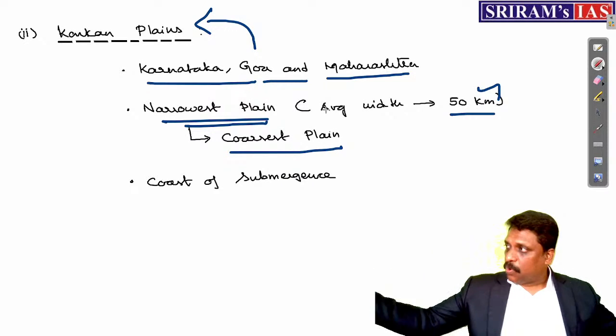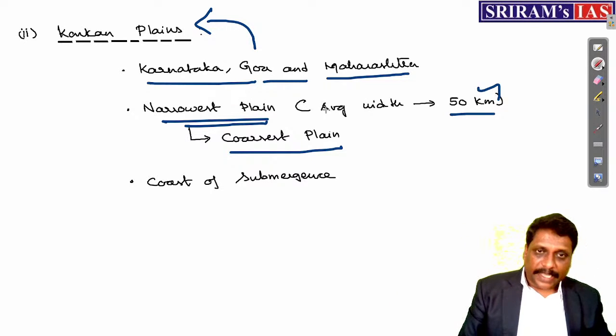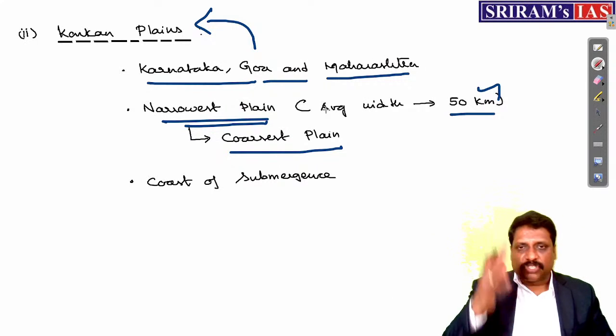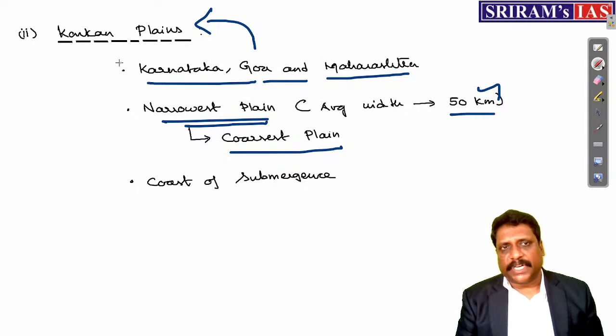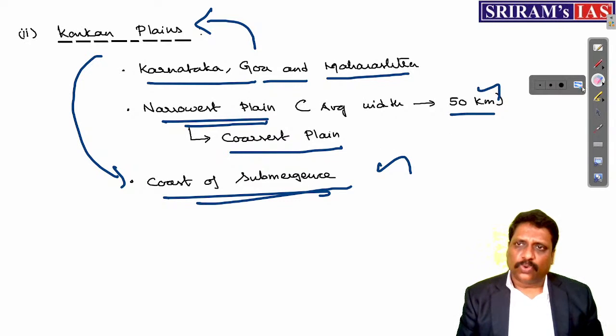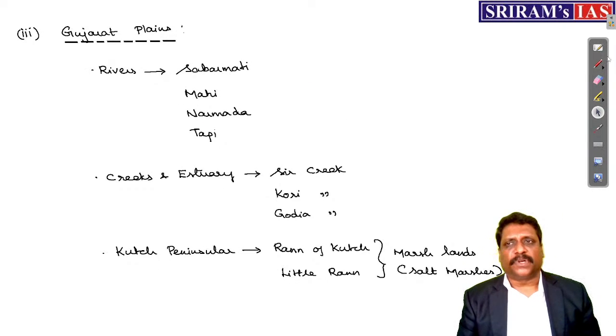The longer the river, the finer and cleaner the soil becomes. The shorter the length of the river, the coarser the texture of the soil will be. And of course, I understand Konkan Plain is a coastline of what? Submergence. The entire west coast is a coastline of submergence, but Konkan Plains is a classical example of submergence.